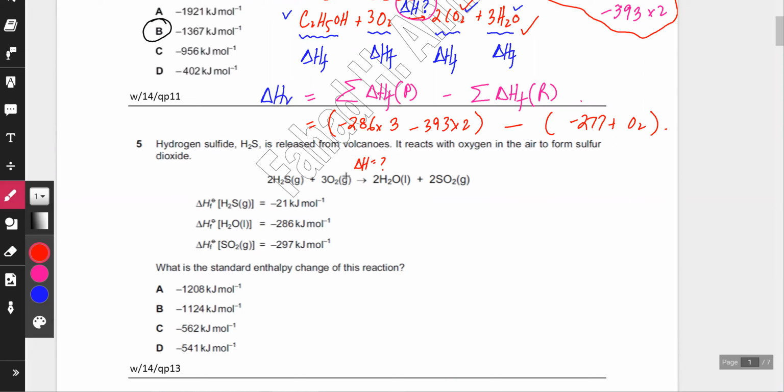So try and solve this. What's given? The enthalpy of formation of H2S, that's given. The enthalpy of formation of H2O, that's also given. The enthalpy of formation of SO2 is also given. The enthalpy of formation of O2 is going to be 0. What you have to do is just sum up the enthalpy of formation of products and subtract the enthalpy of formation of the reactants. Try and do that, and tell me what the answer is.